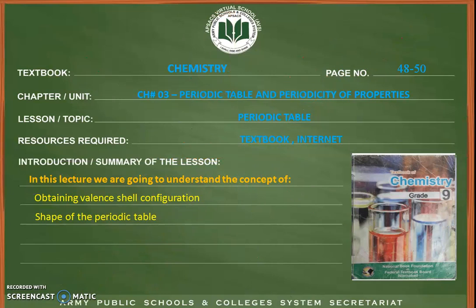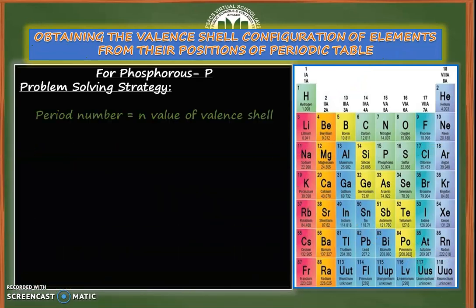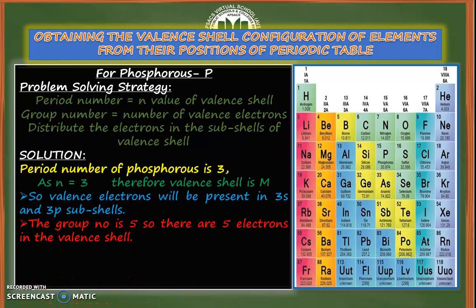In this week, we are going to cover our book page number 48 to 50 of chapter number 3, Periodic Table and Periodicity of Properties. In this lecture, we are going to understand the concept of obtaining the valence shell configuration, and we will discuss some basics about the shape of periodic table. So now let's begin with our first topic, that is obtaining the valence shell configuration of elements from their position of periodic table.